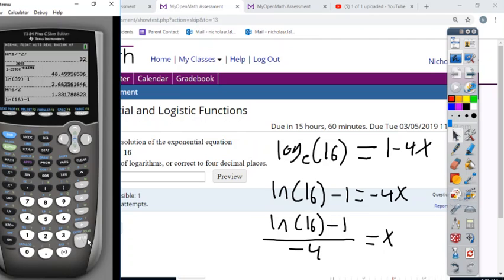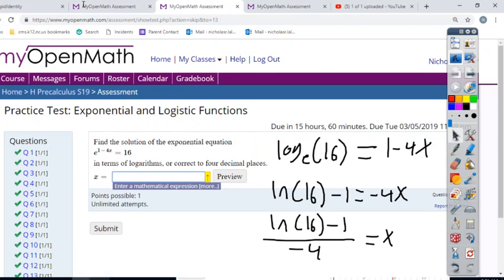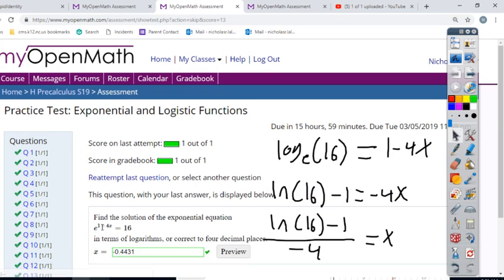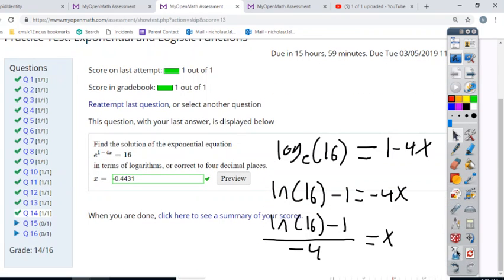minus 1, divide this by negative 4, and the answer is going to be negative 0.4431. That is correct. Moving on.